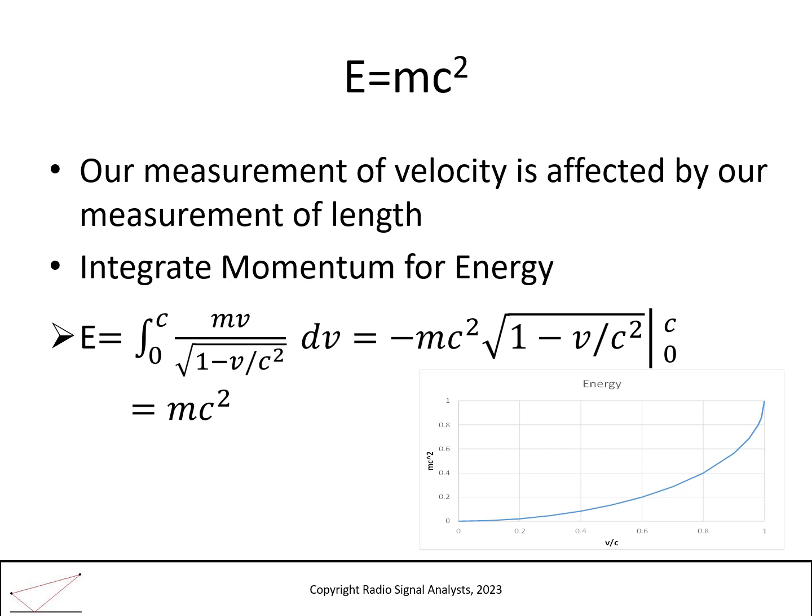Recall that relativistic momentum is equal to mass times velocity times the Lorentz factor. In classical physics, this would integrate to 1/2 mc squared. Because of the Lorentz factor, when we integrate this from 0 to c, we get E equals mc squared. It does not take an infinite amount of energy to get to the speed of light. However, the amount required is still rather prohibitive.